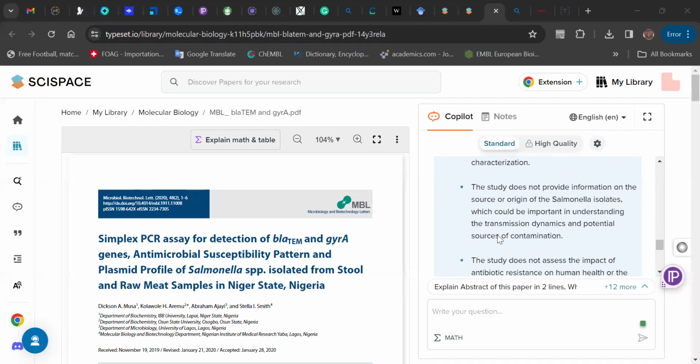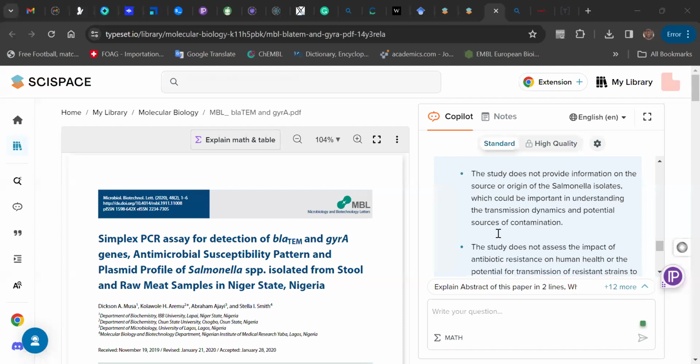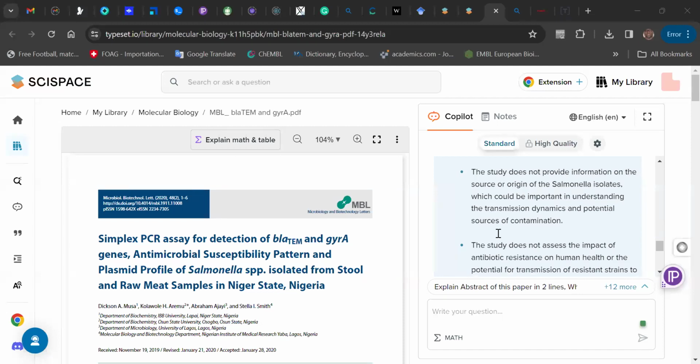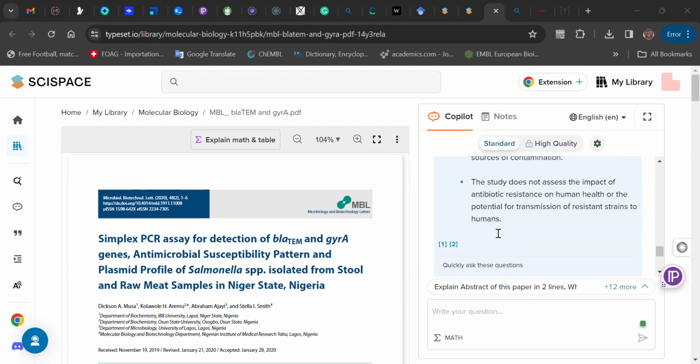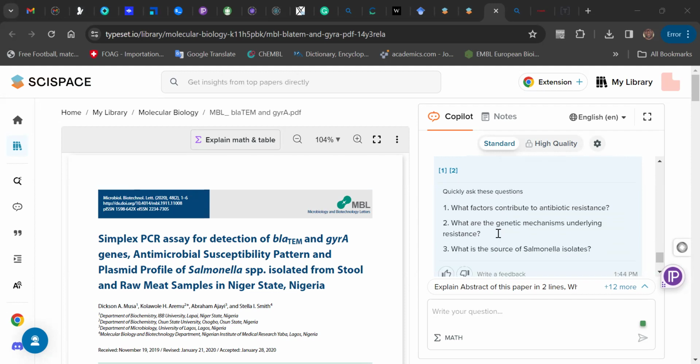The study does not provide information on the source or origin of the Salmonella isolates, which could be important in understanding the transmission dynamics and potential sources of contamination. The study does not assess the impact of antibiotic resistance on human health or the potential for transmission of resistant strains to humans. You see, very beautiful gaps that somebody can do further studies on.